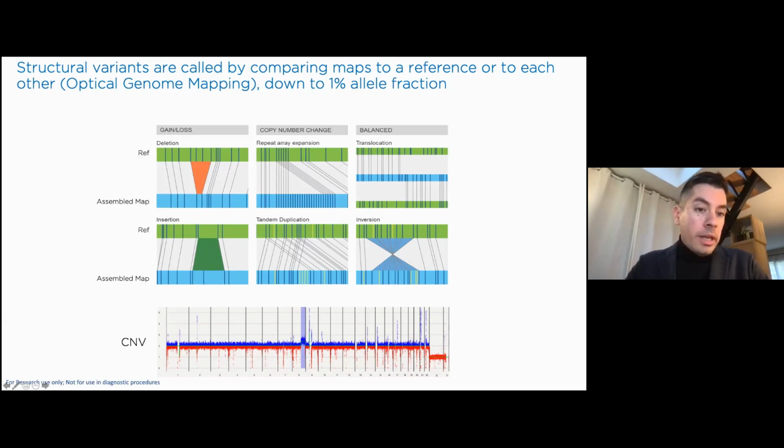The same way we can detect a repeat expansion like this. We do not need the repeat unit to be labeled. We can detect duplication where this pattern of label from the reference is found duplicated here and over there. Translocation when your map aligns to two different genomic locations, and inversion. And again, we can detect any large variation in the copy number by looking at the coverage.